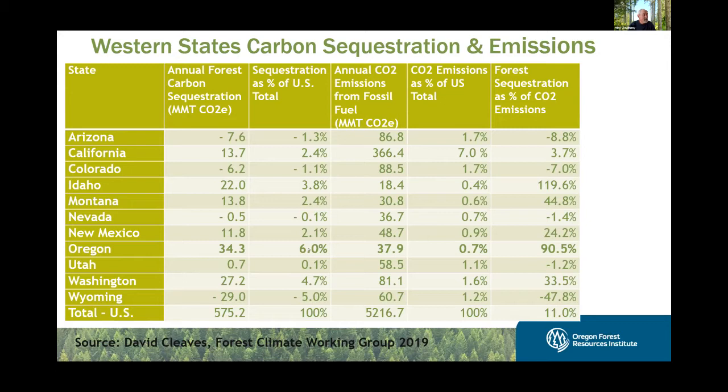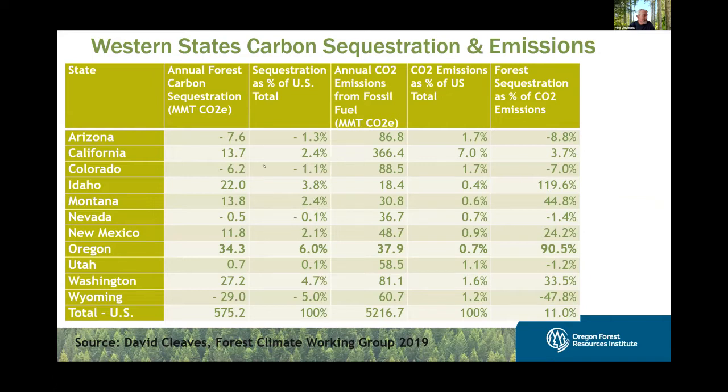That represents 6% of the carbon sequestered by forests in the whole US. Also, every year, our emissions are 37.9 million metric tons, which only represents 0.7% of the total emissions in the US. As you might expect, Oregon is a big forest state, so we sequester a lot of the carbon that's sequestered in the country. We're not a big population state, so our emissions are relatively small.